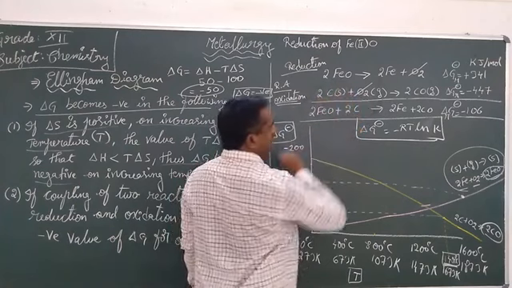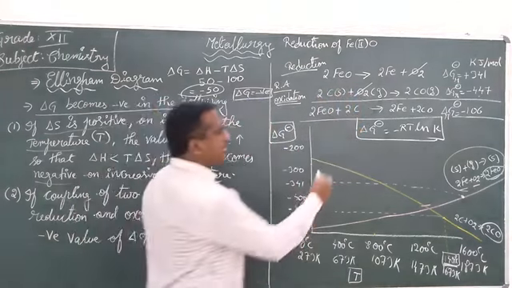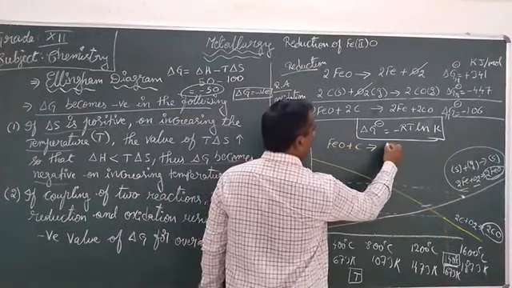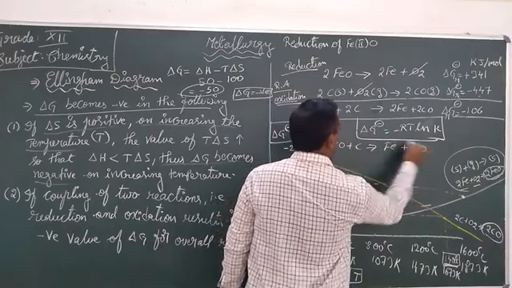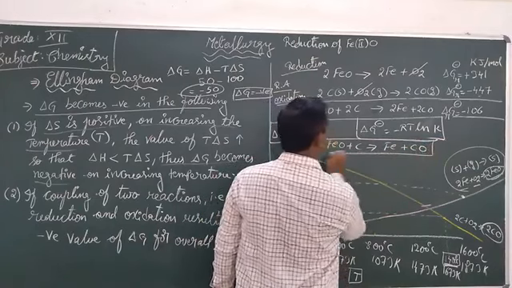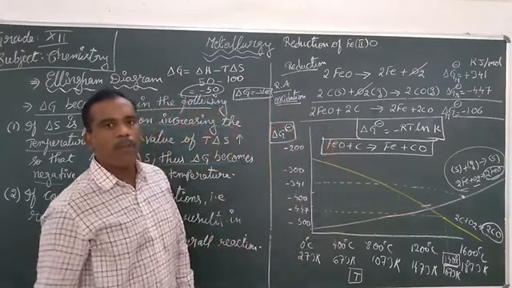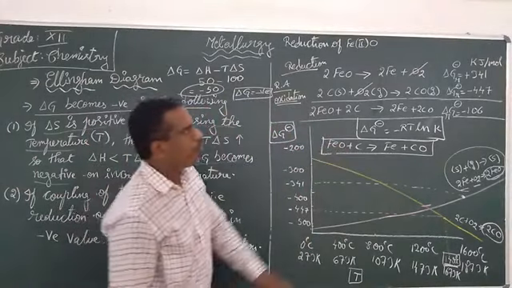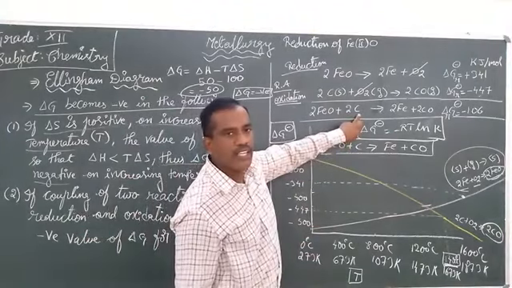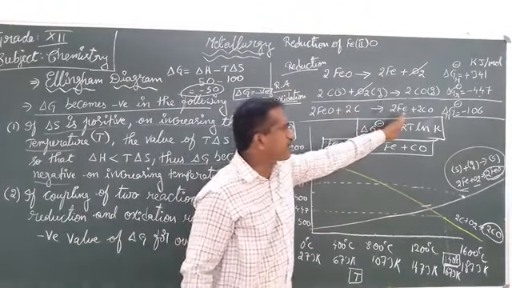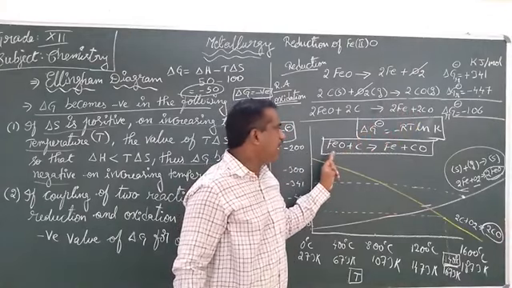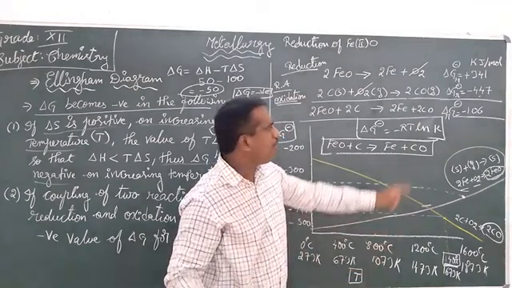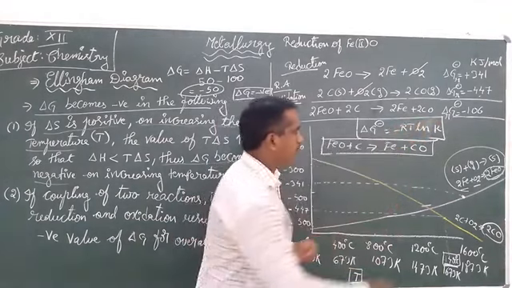But in this case, generally we represent the reaction as FeO plus C gives Fe plus CO. Compare this equation: there are 2 moles each of reactants and products, whereas here, reactants and products are only 1 mole each. So we must halve it.